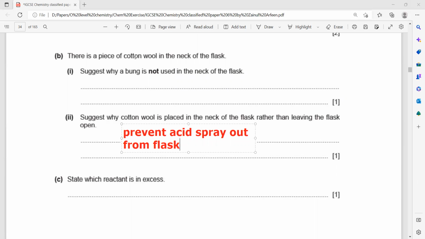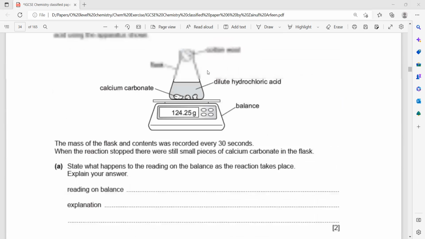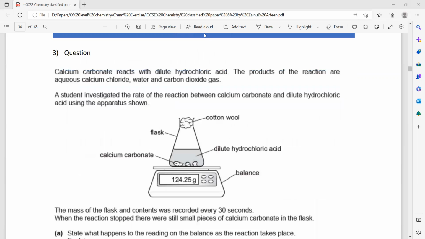Which reactant is in excess? Calcium carbonate. The calcium carbonate is in excess because it is left after the reaction; small pieces are left. So calcium carbonate is in excess.